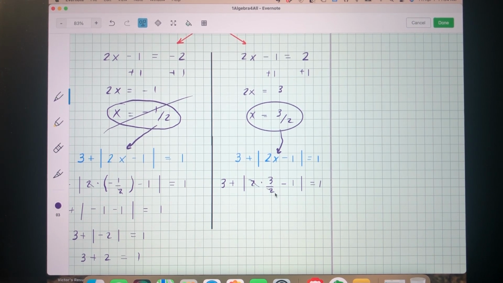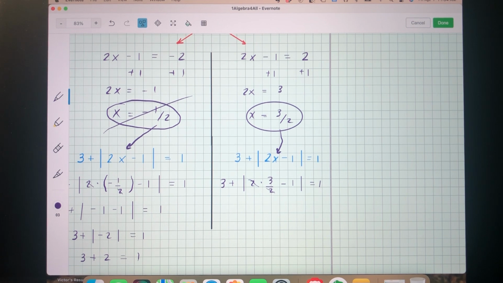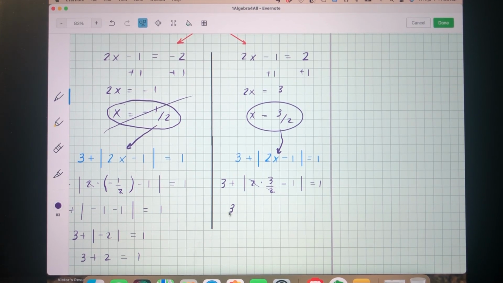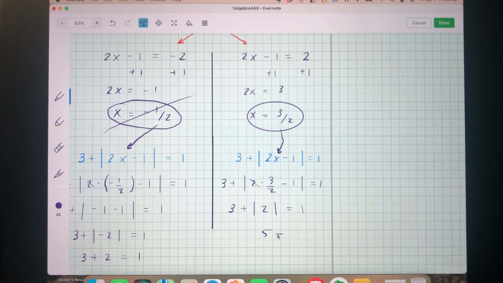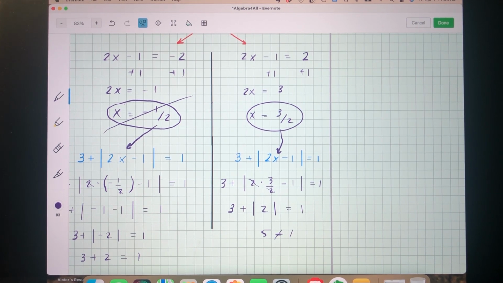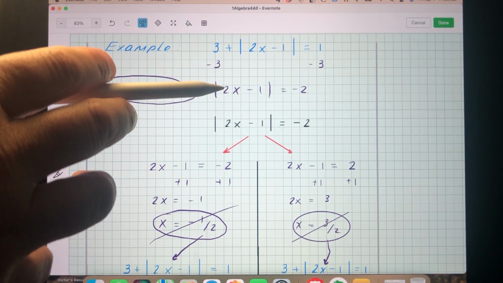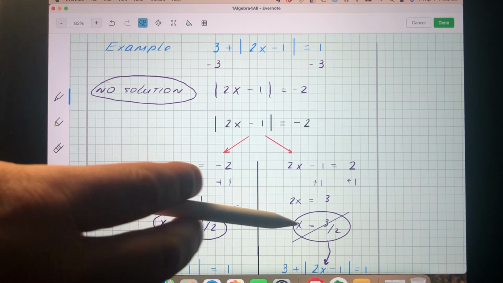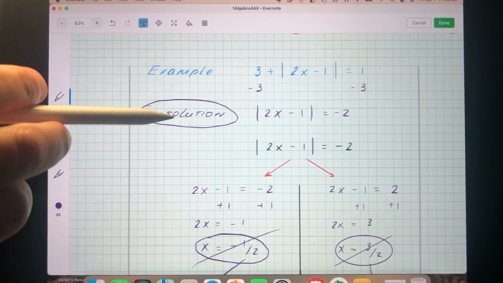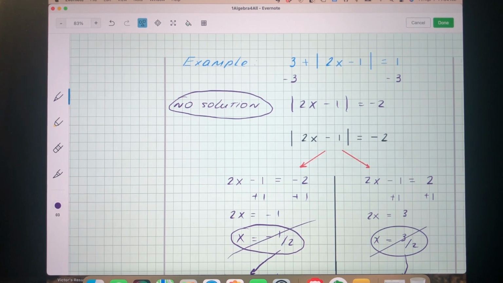Well, the 2 times the 3 halves cancels off, giving us 3 minus 1, which makes 2. So the second half leads to exactly the same statement: 3 plus absolute value of 2 equals 1, which of course is 5 equals 1. That's not true. So the second half also gives us nothing, which means of the two solutions we have found to this absolute value equation, none of them work, which means our answer, no solution, actually makes sense.